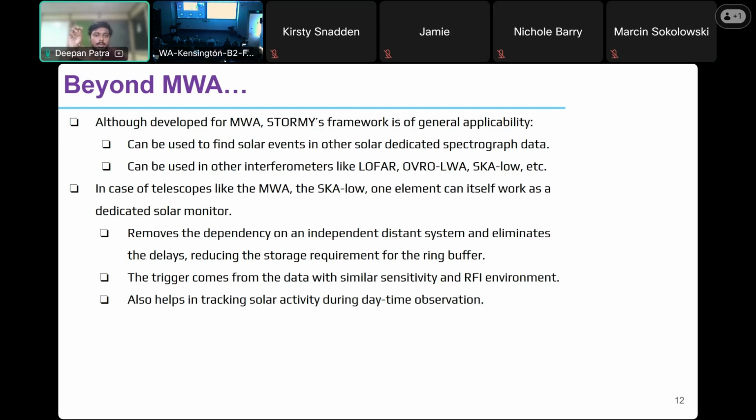dedicated solar monitor, and this will be much more helpful than depending on a remote location, because this removes the dependency on two different systems with two different sensitivities, and it also eliminates the latency, which in turn reduces the storage requirement for the ring buffer. And also, since the trigger is coming from the co-located station, it has similar sensitivity in the RFI environment, which will in turn help us reduce the false triggers that we get. And also it will help in tracking the solar activity during the other daytime observations as well.